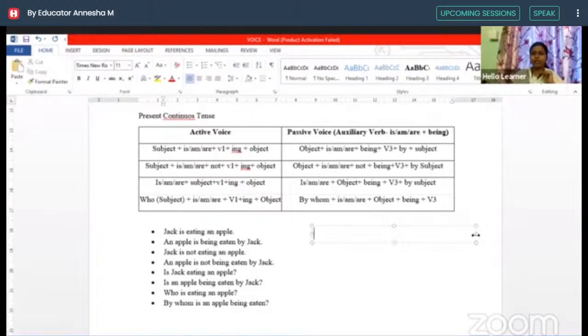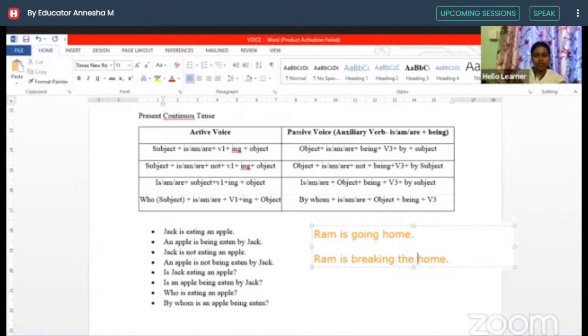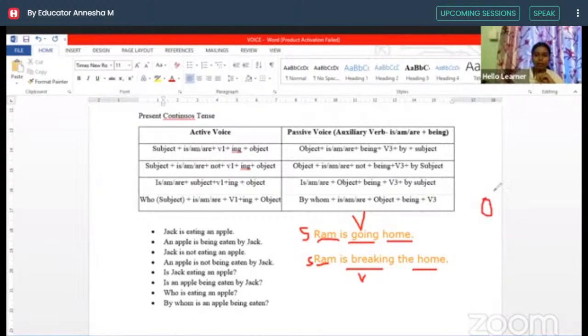Understand this well. If I say Ram is going home, and if I say Ram is breaking home, breaking the home or house, basically. Just for your understanding, I'm writing the home. If you look at these two sentences, Ram is the subject. We know this, right? Is going and is breaking are our verbs. And then we have home and home. Now the question is whether this is an object or a complement. How will we understand? Very simple.